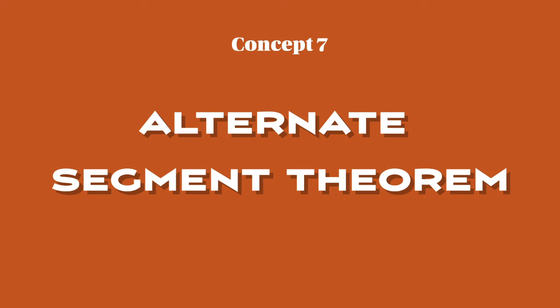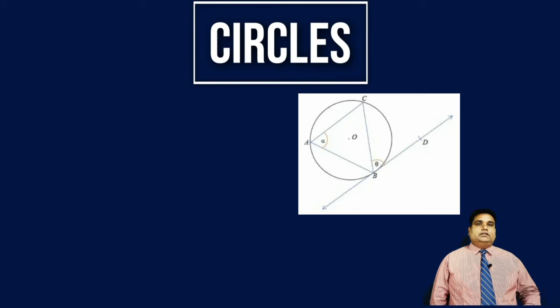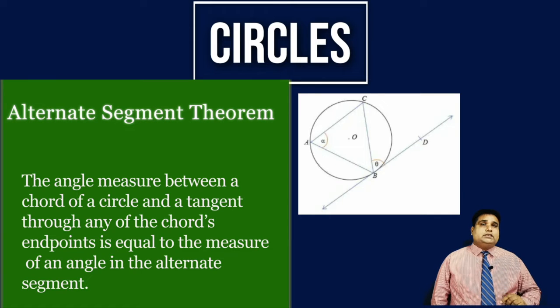Concept 7, alternate segment theorem. So what is the alternate segment theorem? Another name for the alternate segment theorem is the tangent chord theorem. What does this theorem say? The angle measured between a chord of a circle and the tangent through any of the chord's endpoints is equal to the measure of an angle in the alternate segment.